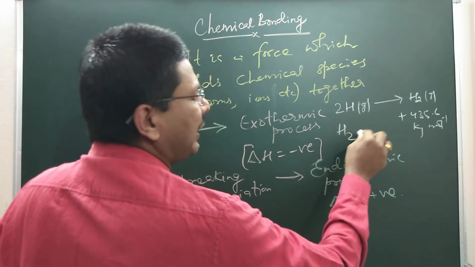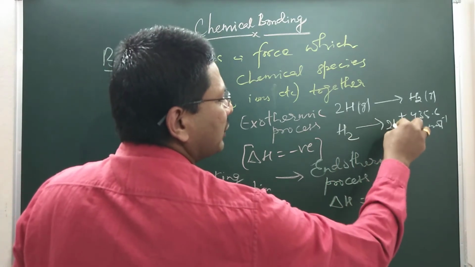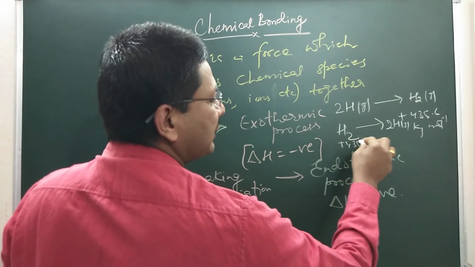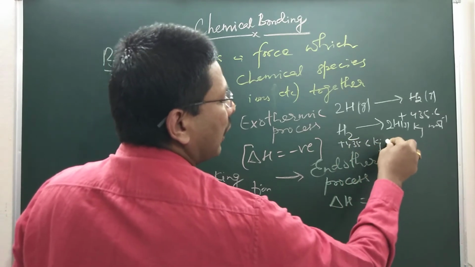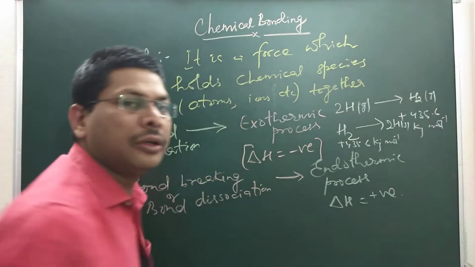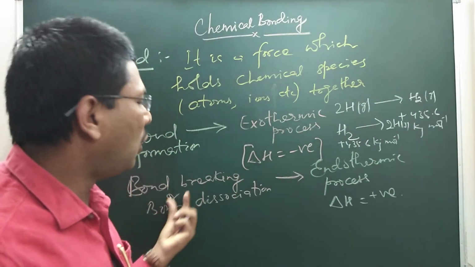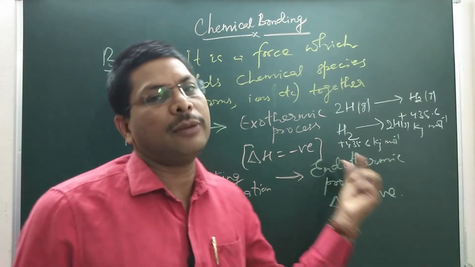Suppose if you want to break hydrogen molecule to form hydrogen atoms, then you need to give 435.6 kilojoule energy for every mole of dihydrogen molecule broken. So bond formation is exothermic, bond breaking or bond dissociation is an endothermic process.